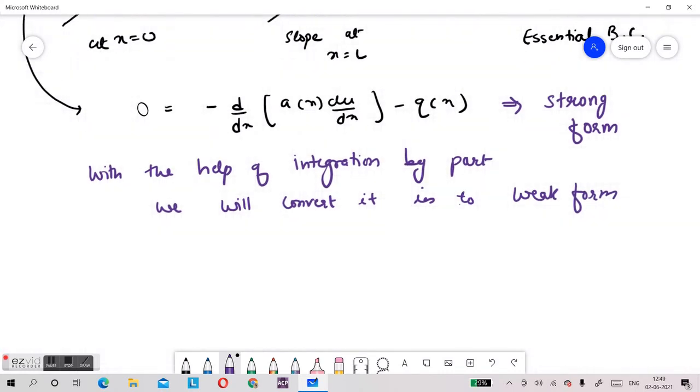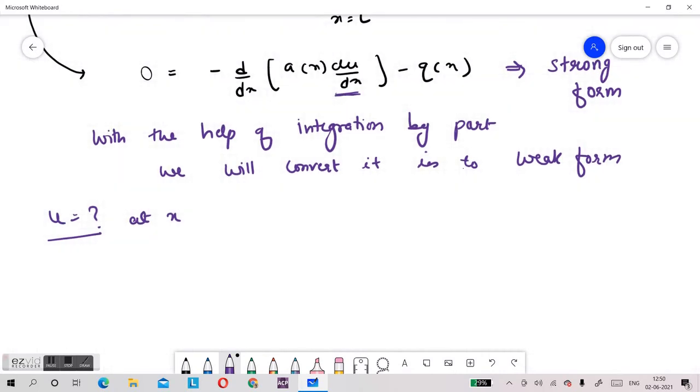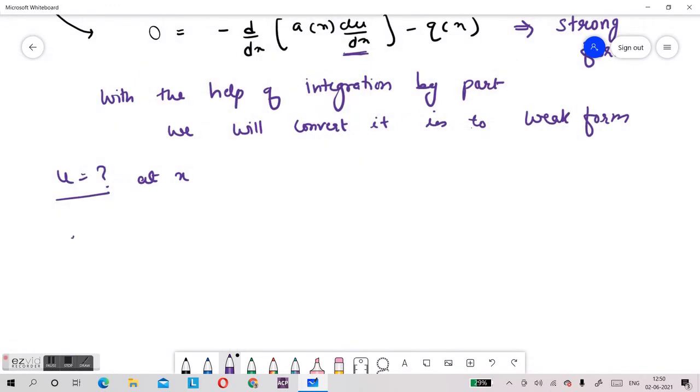Because solving it as a strong form is difficult for us, because of the differentiability of u. In the end, we calculate the values of u at different values of x. So for solving it, we have to reduce the differentiability of u here. First, how do we convert into weak form? We have to go through a step by step procedure.